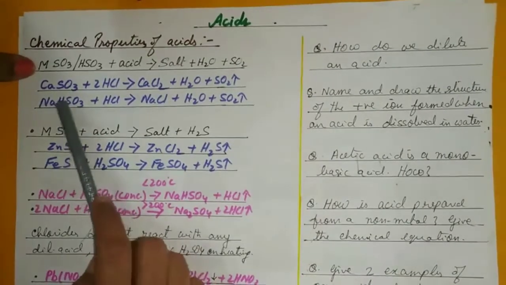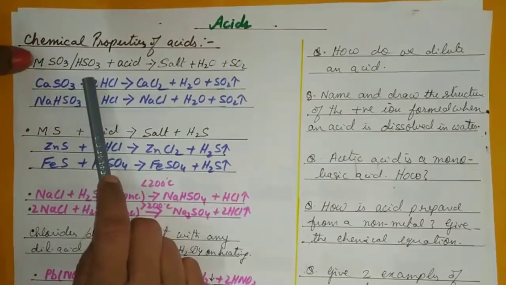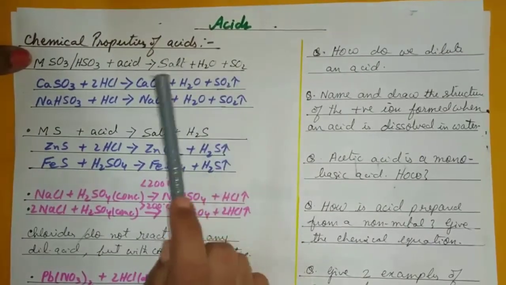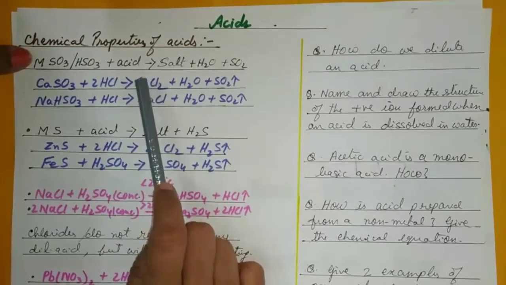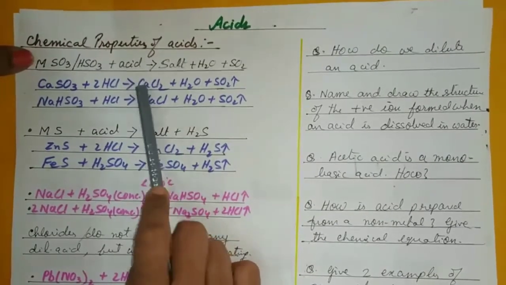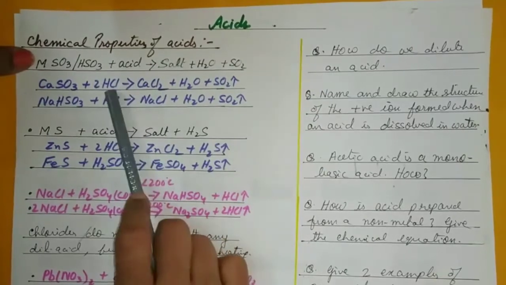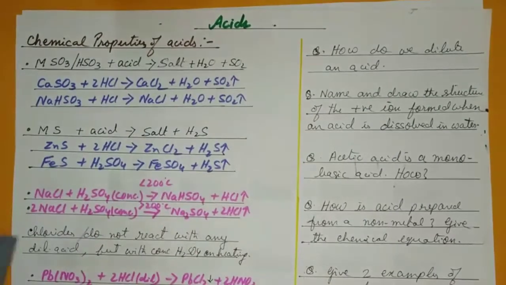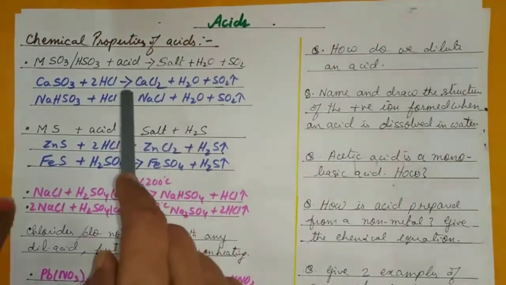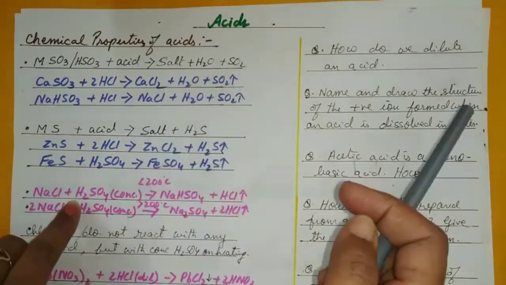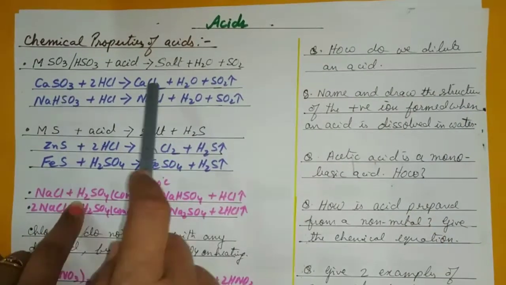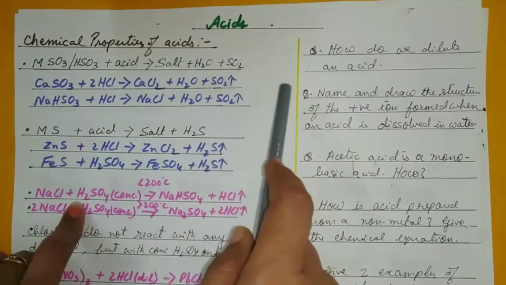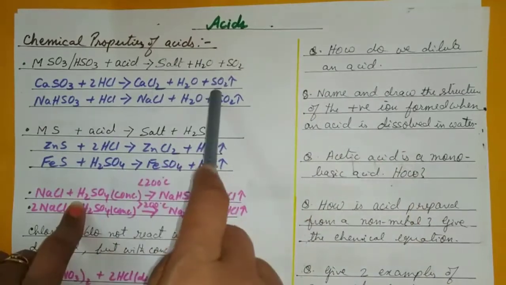Chemical property. A metallic sulfite or a metallic bisulfite with acid will give you salt, water and sulfur dioxide. So if you remember the HCl chapter, we were speaking about the observations and the differences also. Like how will you differentiate between calcium carbonate and calcium sulfite? In the previous slide, I had just shown you with dilute HCl, it gives you calcium chloride, water and carbon dioxide. For a sulfite, it will give you calcium chloride, water and, here, sulfur dioxide.